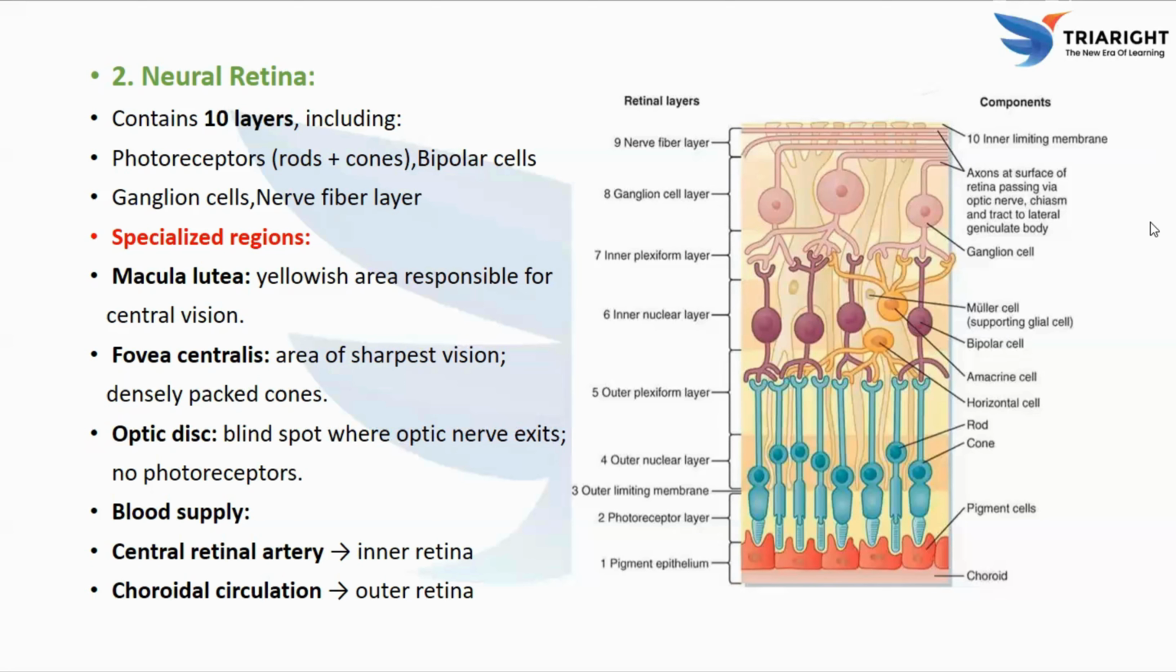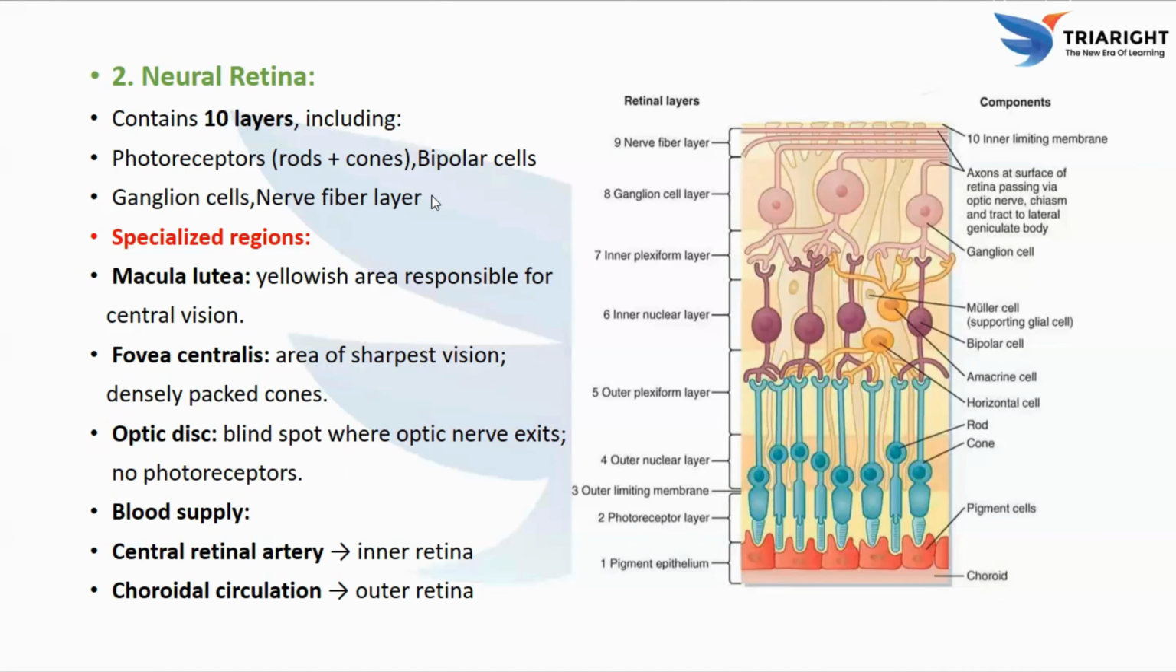So what are the components of this neural retina? Axons at the surface of the retina pass via the optic nerve and are tracked to the lateral geniculate body. Here you can see the ganglion cell, Muller cell, bipolar cell, amacrine cell, horizontal cell, and these are the rods and cones. These are the pigment cells, and the bottom layer is the choroid layer. So this is about the neural retina and the specialized regions.